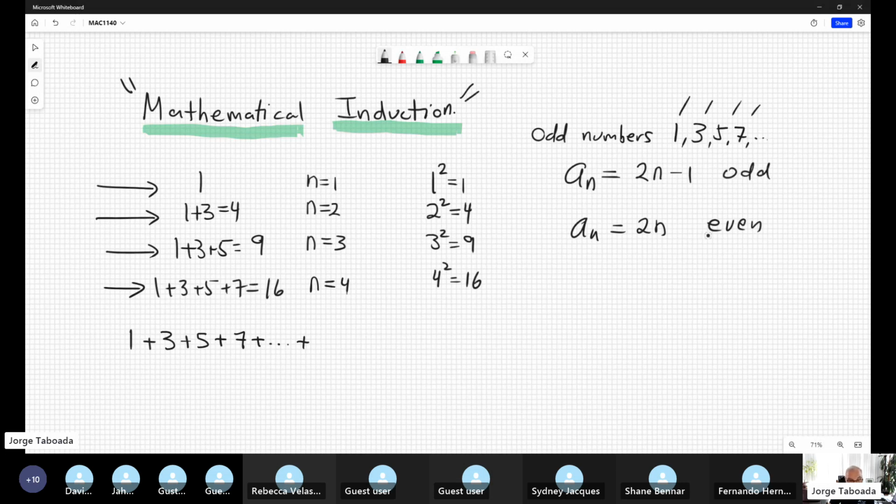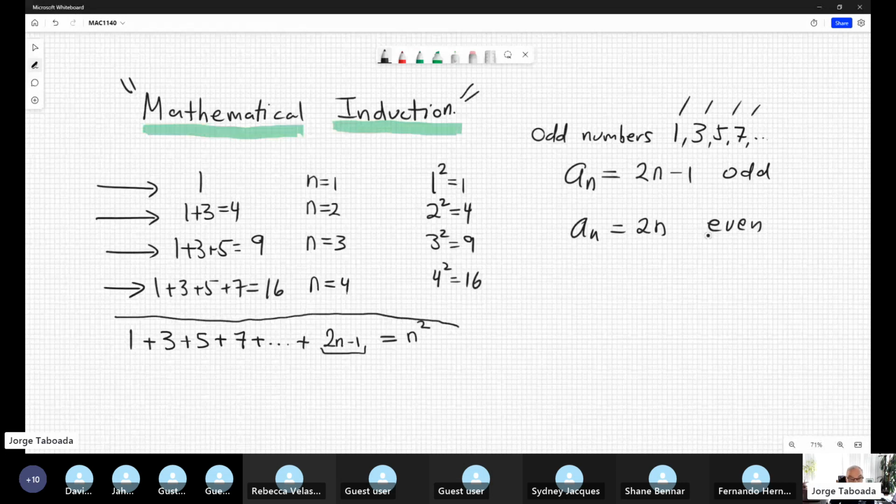When you add these, what is the a sub n? Well, I write it as 2n minus 1, okay, like one expression, no? And this sum is always n squared: 1 squared, 2 squared, 3 squared, 4 squared. I need to prove this mathematically. Mathematically, I need to prove this.